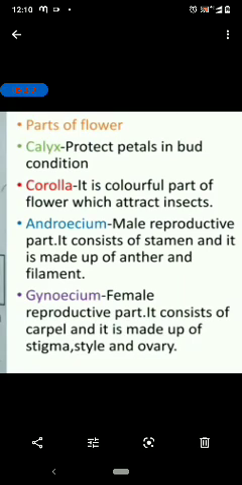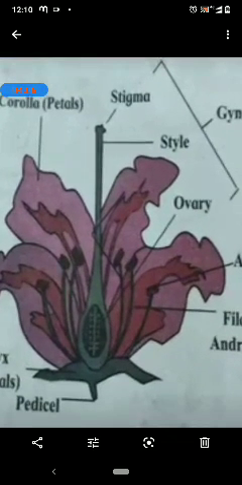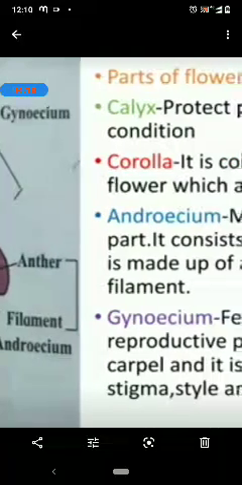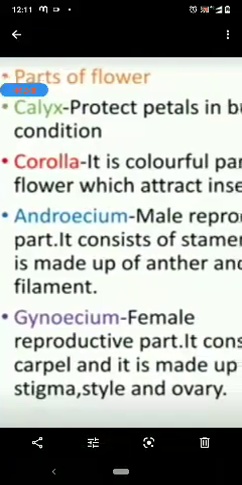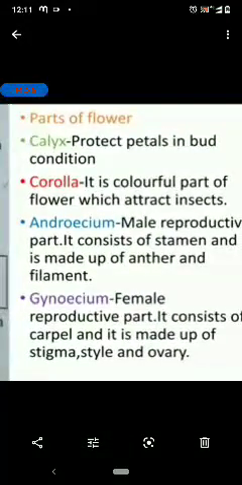Next we have corolla. This is made up of colorful parts called petals. The colorful part in the flower is the petals. The petals of different flowers are different in size, shape, color, smell. Even the numbers vary among these. This is called as corolla. It is the colorful part of flower which attracts the insects towards it.